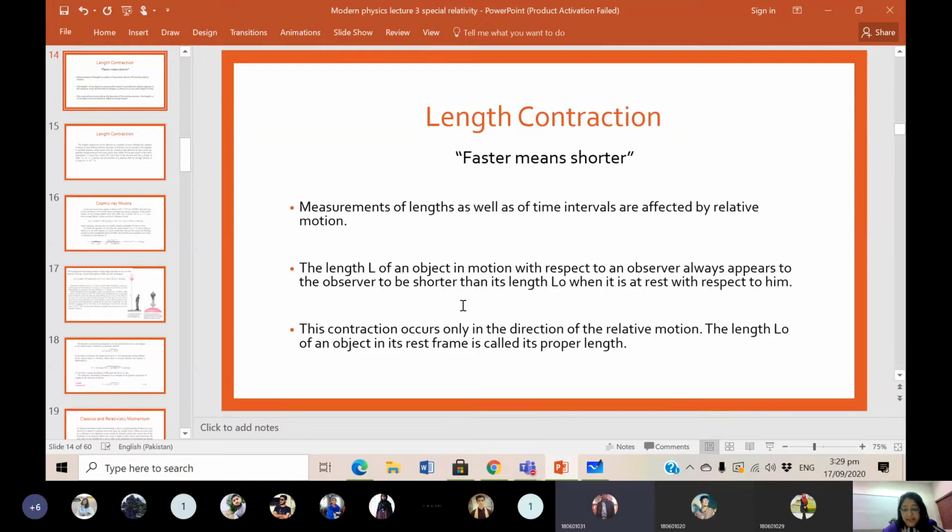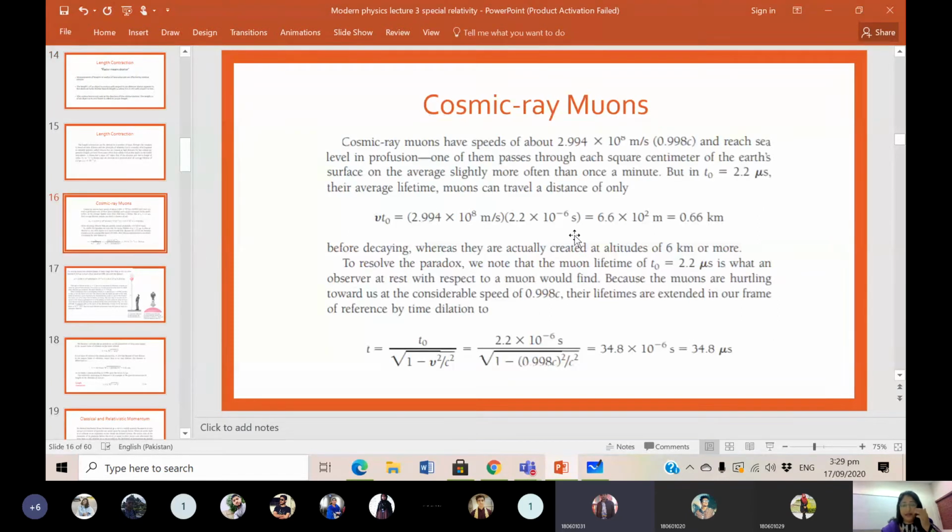Okay, so anyway, I was saying that the length L of an object in motion with respect to an observer always appears to the observer to be shorter than its length L0 when it is at rest. So let's do an example.